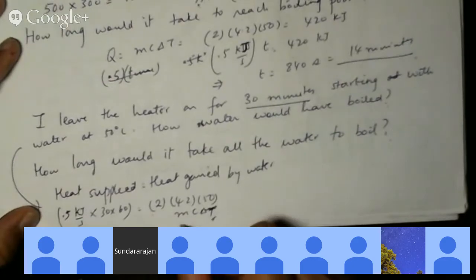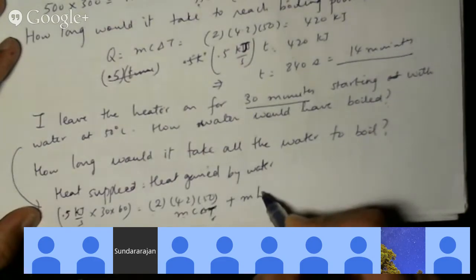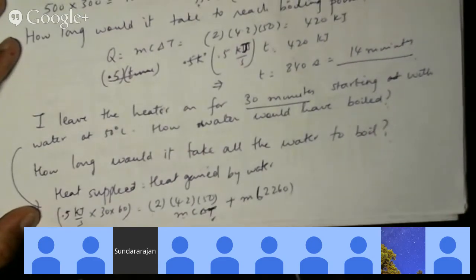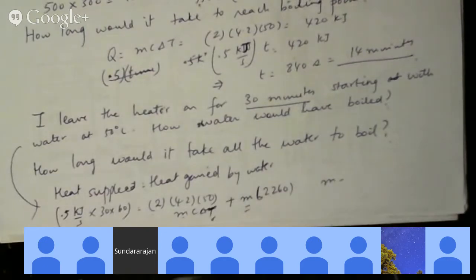So this formula is no good. You have to use MC delta T plus some mass times the latent heat, which is 2260 kilojoules. Then you'll find some fraction M. If you solve this out, you'll get M. Oh, okay, that's to find how much mass was boiled? Yes, or how much water is boiled. Okay.